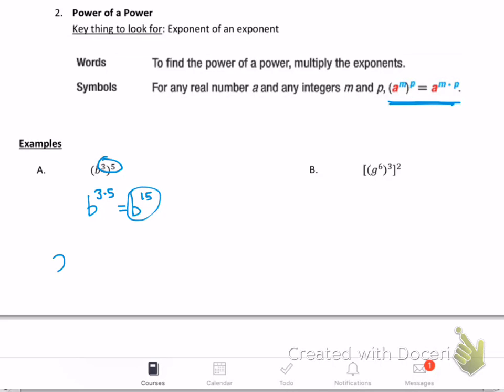If we had, let's say, for example, 2 squared raised to the third power, 2 squared is 4 cubed, and then 4 cubed is 64. So that's kind of how this property makes sense. If you look at example B, if you want, I'll give you a chance to try it yourself, but then I'll kind of explain it. So let me give you a few seconds.